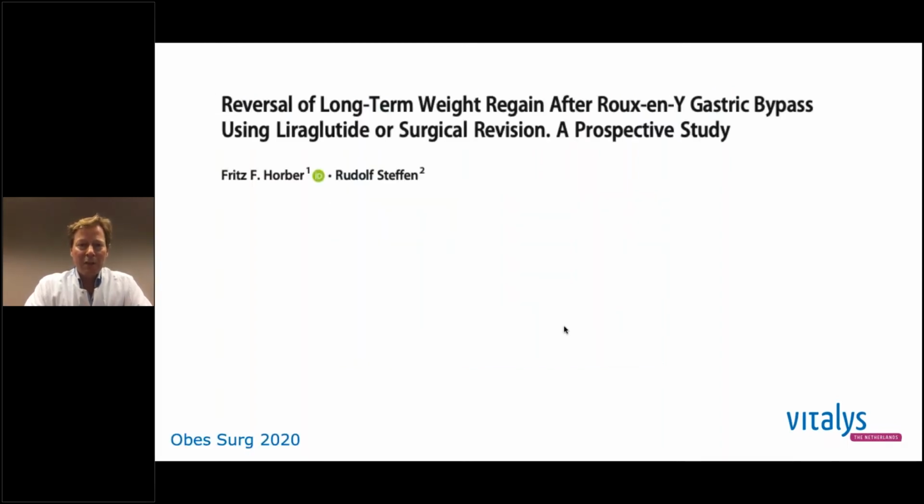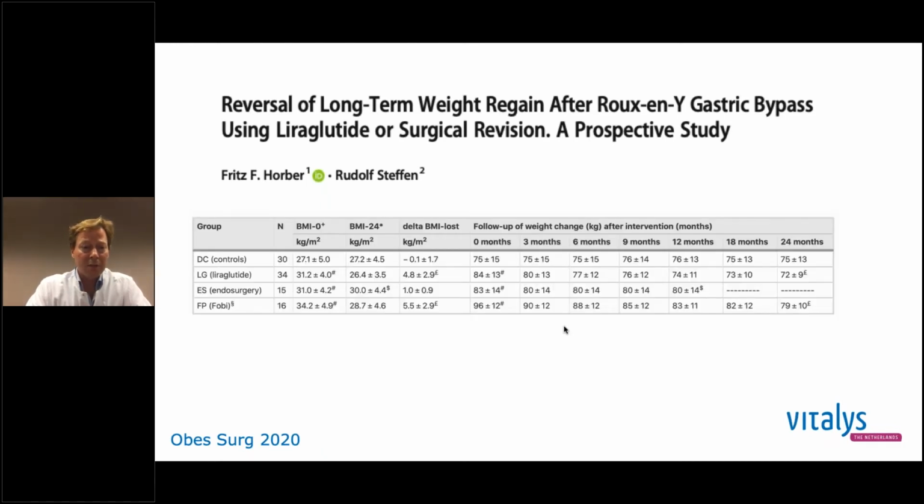But that doesn't mean that medication is a good option for a revision after a failed gastric bypass. And this is a recent study in which they show, and you can see it here in this column depicted in red, that a period of intravenous liraglutide compared to placement of a ring and pouch reduction is probably similar in effect.